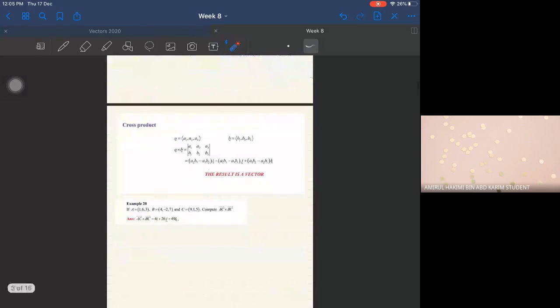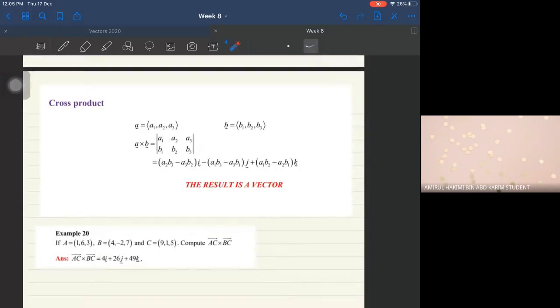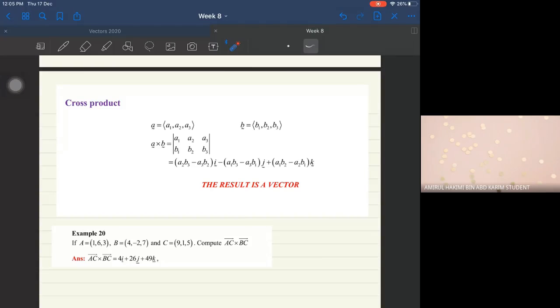So for the first one, okay, apa beza cross product and dot product? Kalau awak tengok kat sini dan awak compare dengan dot product ni, you belajar sebelum cuti hari. So what is the main difference between cross product and dot product? Ada siapa-siapa boleh bagi tahu saya? Kita dah belajar dot product and this is cross product. So kalau you tengok ni, apa yang you nampak perbezaan antara dot product and cross product?